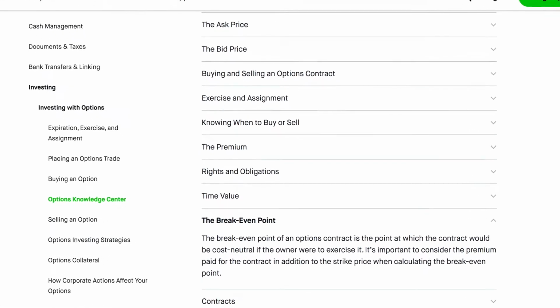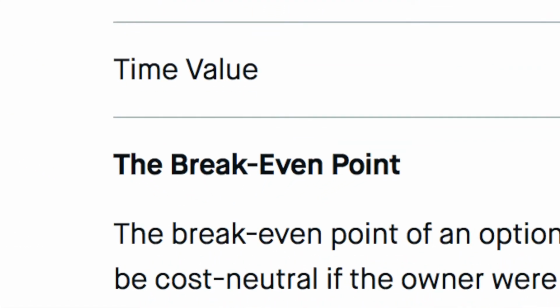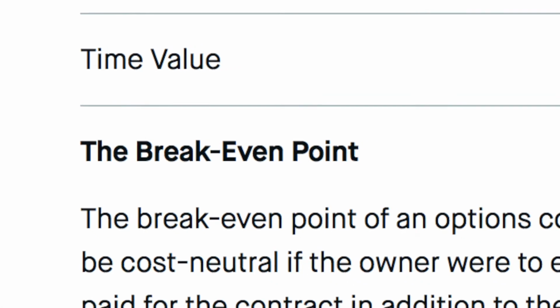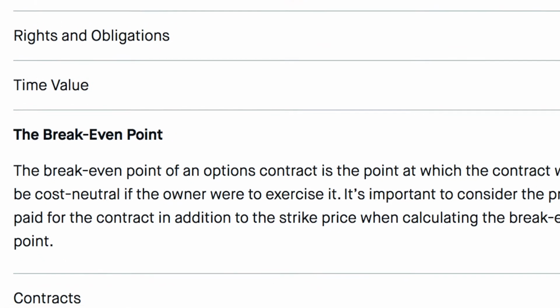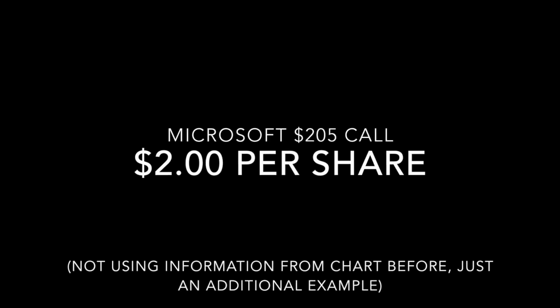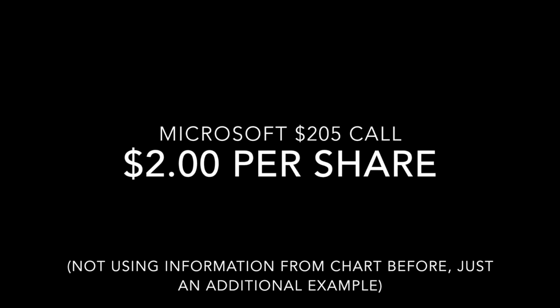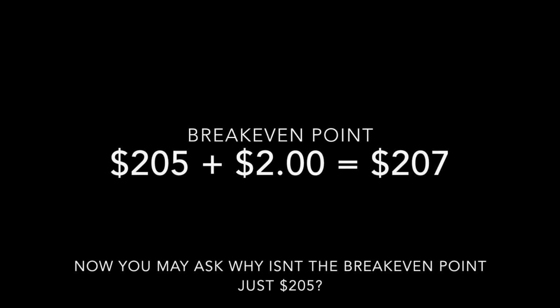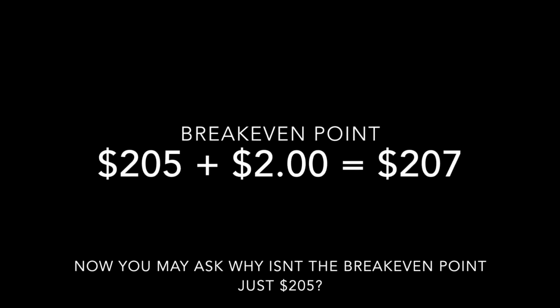Moving on from strike prices, share prices, in the money and out of the money explanations, we have the break-even price. The break-even point or break-even price of an options contract is the point at which the contract would be cost neutral if the owner were to exercise it. The way this value is determined is by taking the strike price and adding the time premium or cost of the option to it. Using Microsoft as an example, the strike price of the option I'd like to purchase is a $205 call for $2 per contract. The break-even price would be $205 plus $2 equaling $207 for the break-even price.